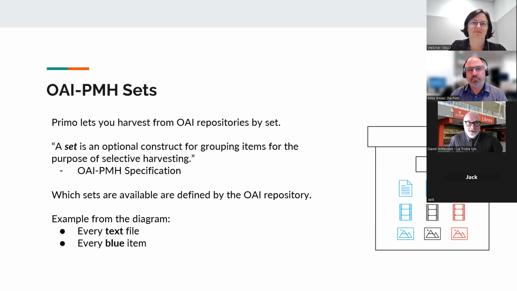And I'm going to talk about sets again, which Deborah has talked about and Peter has talked about. So Primo lets you harvest from an OAI repository by a set. And obviously, we know what a set is in Alma. From the specification, it says a set is an optional construct for grouping items for the purpose of selective harvesting. And the word there that I didn't pay attention to was optional.